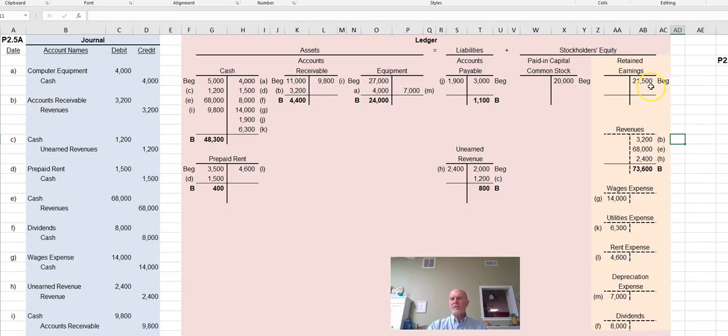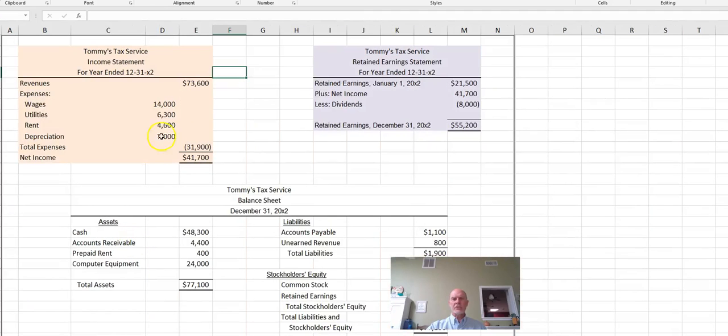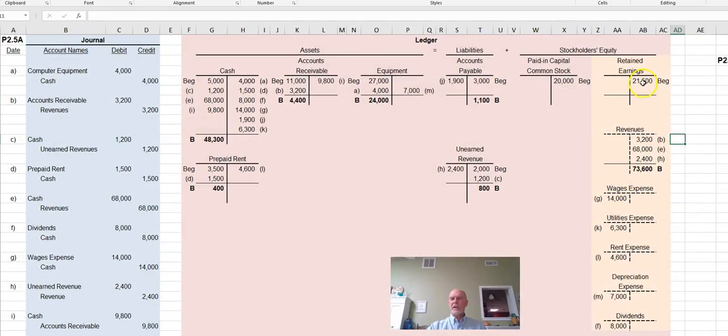We had a beginning balance of 21.5, and then we had all these different pluses and minuses that were revenues and expenses and some dividends too. The information on the temporary accounts went to the financial statements. Here's the income statement. Here's the statement of retained earnings. Again, notice that the retained earnings had a beginning balance of 21.5, and that's what we had in the retained earnings account.